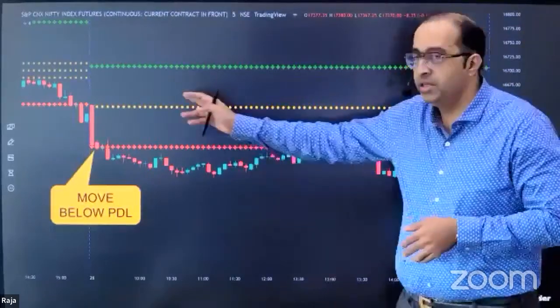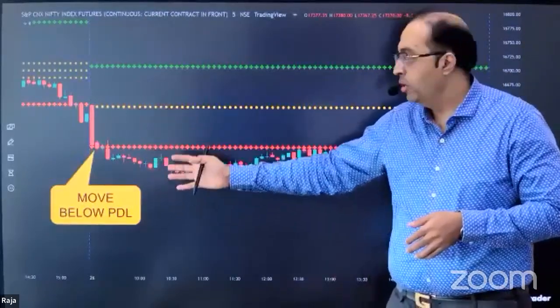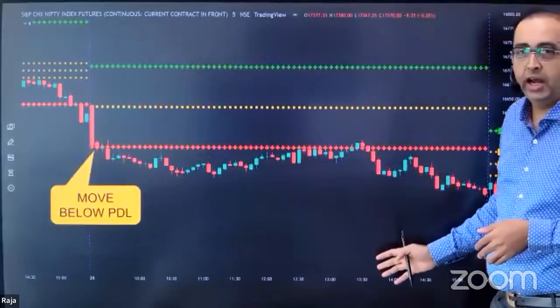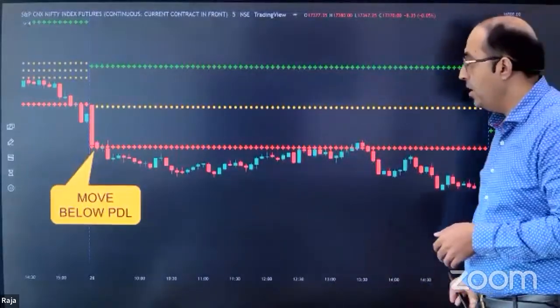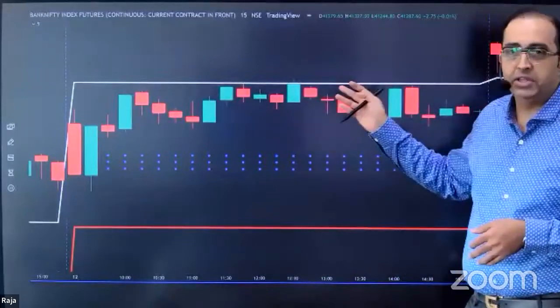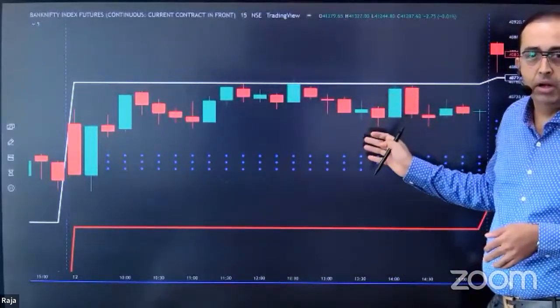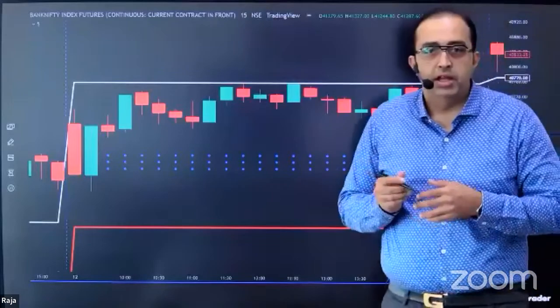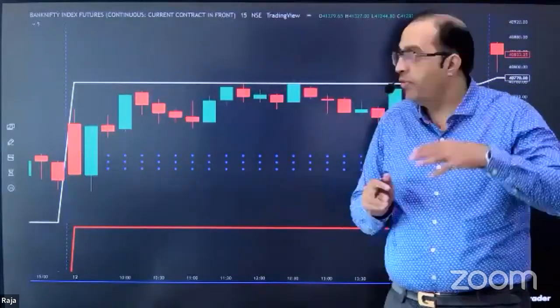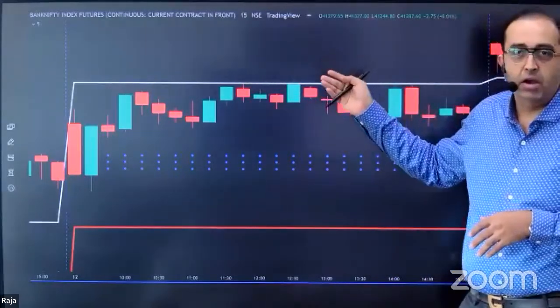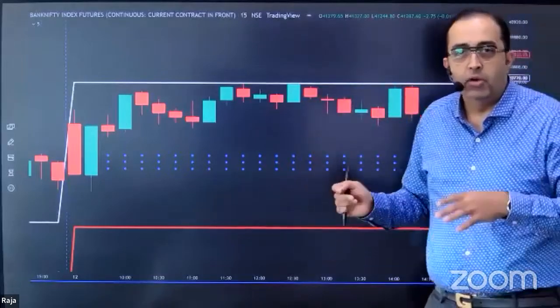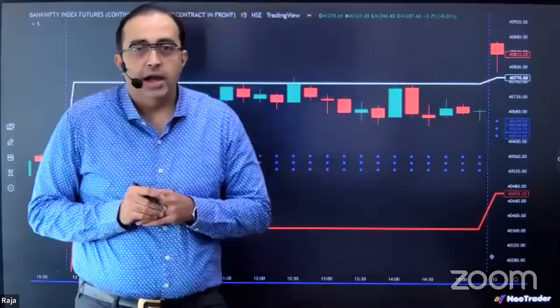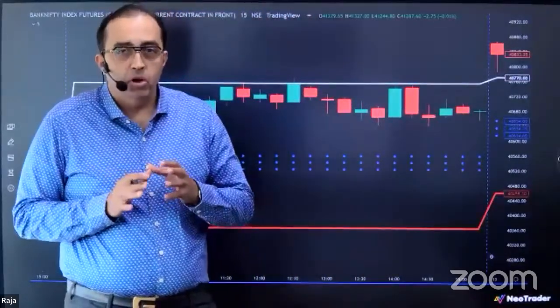Now you can see here, once it moves below the previous day low, there is a steady decline to the downside. But then there will come times when prices will get stuck and they will not be able to move. Okay, they will not be able to move above the previous day high nor the previous day low. So when that begins to happen, you should basically avoid that stock. All right, you should basically avoid that stock, and that is what will help you to stay contained.